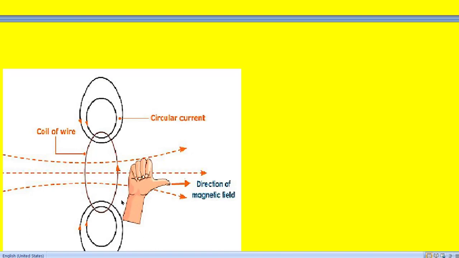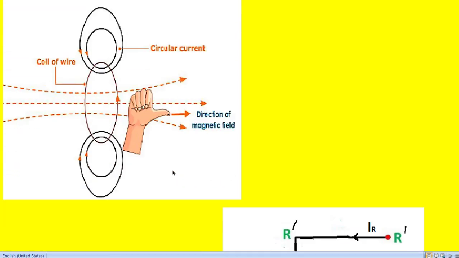See, this is the coil and the current is entering into this. So we keep these fingers into this ring and then we curl them, then they come like this. Then the thumb, which is perpendicular to these curls, will show the direction of the magnetic flux or magnetic field produced by the current. So this we are going to utilize for analyzing the circuit here.